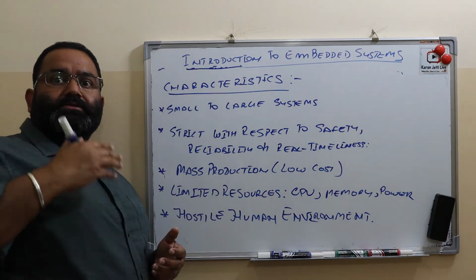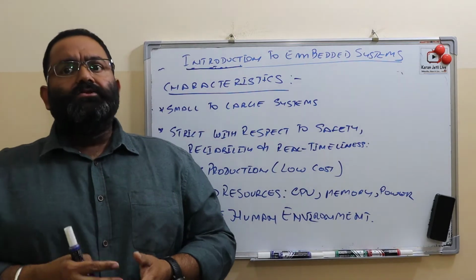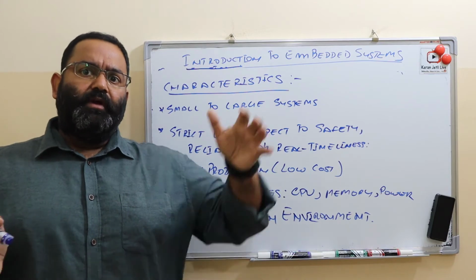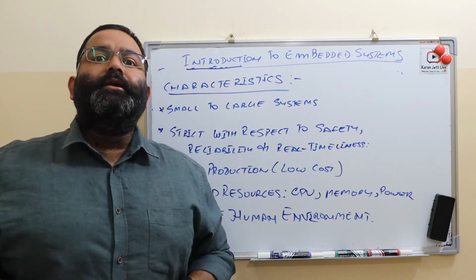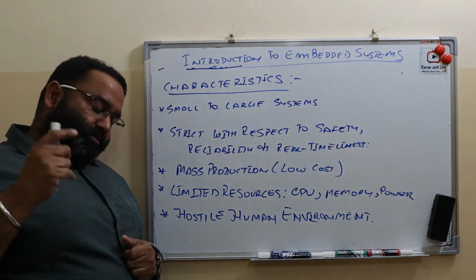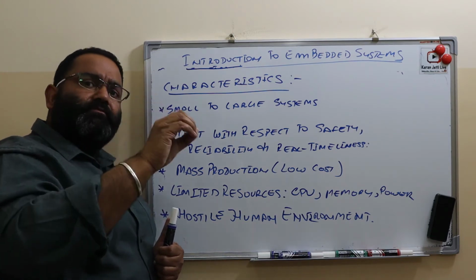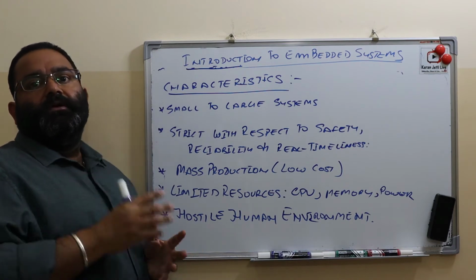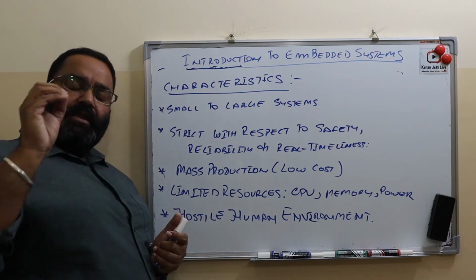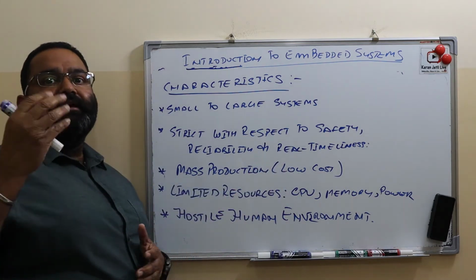Then the reliability. Since one system is working again and again, they should be highly reliable. Whenever the consumer gives a command, it should work according to that command. Then they work in a real-time fashion. So what is a real-time system? In a real-time system, we have a very strict requirement of time. They must respond within a fixed time frame. We call it real-timeliness.